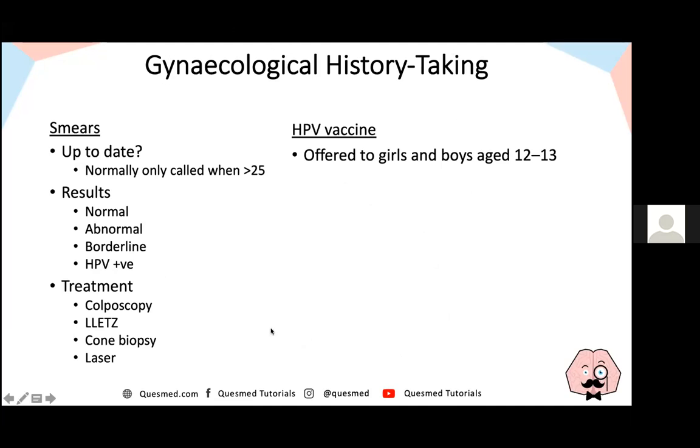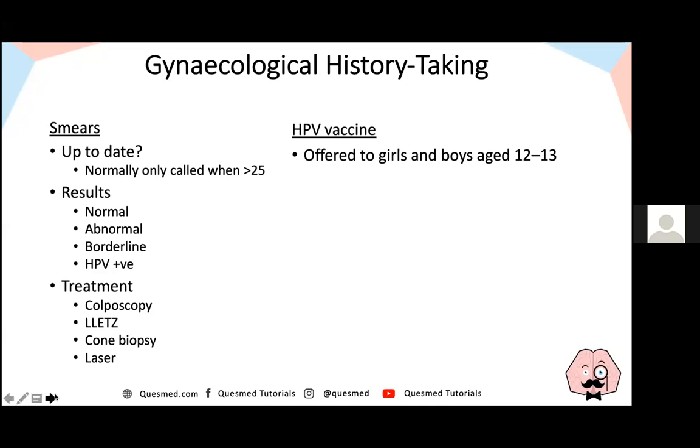Talking about treatment, so colposcopy, that is where you get sent to the gynecology clinic. They look at your cervix through a microscopic camera, just have a closer look at the cervix. A LLETZ is a large loop excision of the transformation zone, and that is performed where there's abnormal cells. We literally chop out a chunk of those abnormal cells to get rid of it. If there's more extensive abnormal cells, the person may need a cone biopsy, which is taking a larger chunk of the cervix.